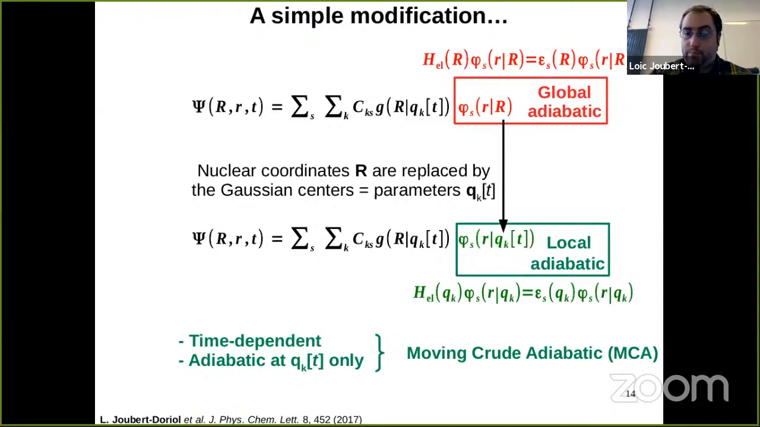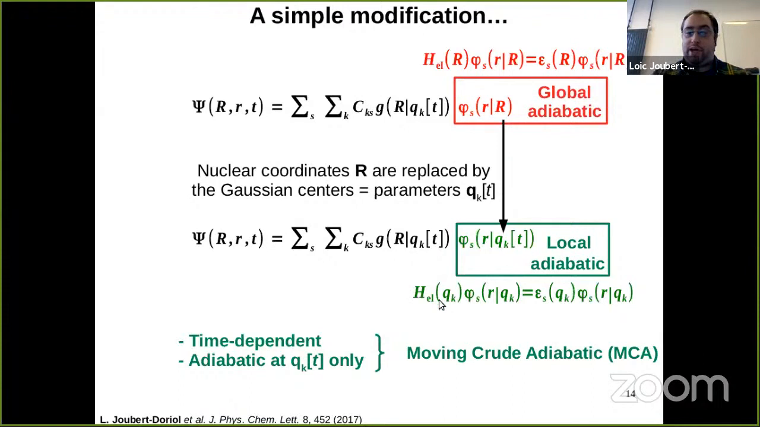One way to do that very simply is to say that the electronic states will not depend on the nuclear degrees of freedom, but will depend on something that resembles the nuclear degrees of freedom, but is a parameter. We'll see how it can help later. And this parameter here is the center of the Gaussian wave function. So we will have several electronic states that will each be attached to their own Gaussians, and the state will be obtained as an eigenstate of the electronic Hamiltonian at the Gaussian center.